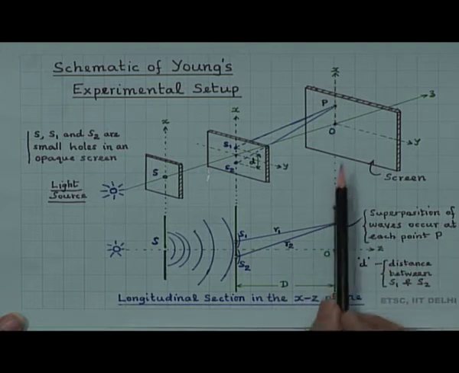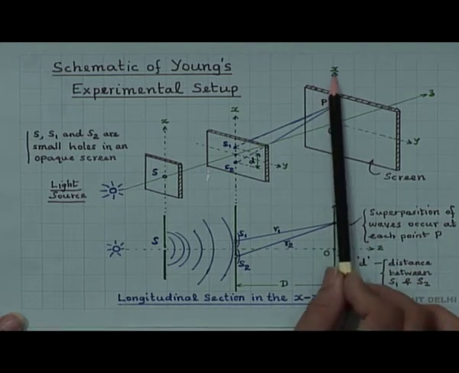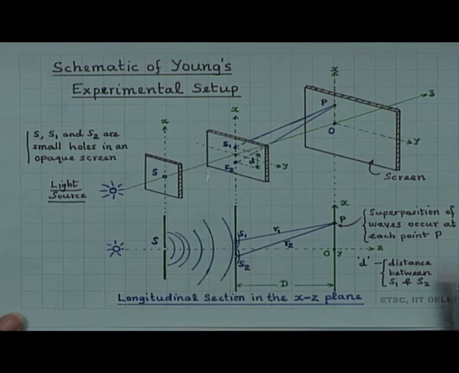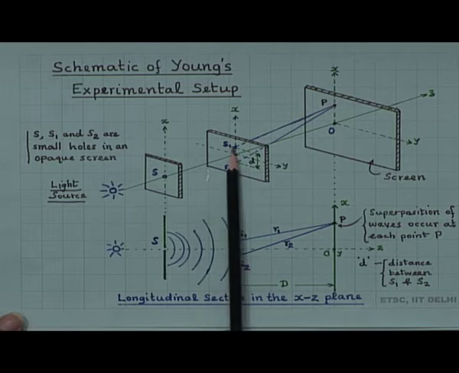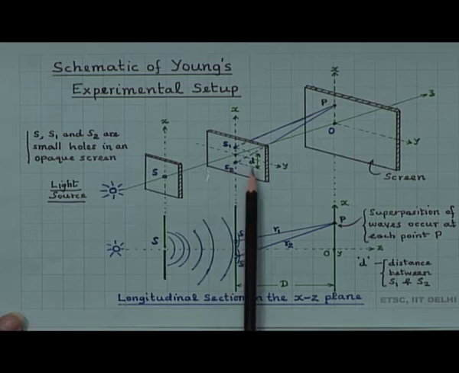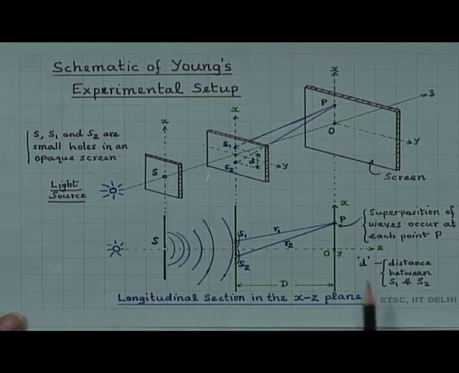Again it is shown here that the x axis is here, and we have shown a longitudinal cross section. The separation between the 2 holes and the screen is capital D, and the separation between the 2 holes is small d. And at any point P, the resultant intensity can be determined by considering the superposition of waves.